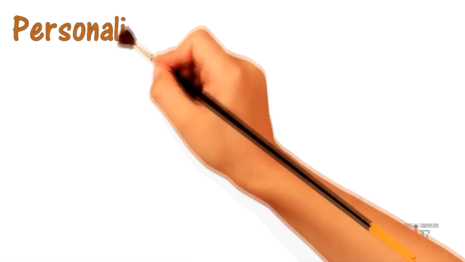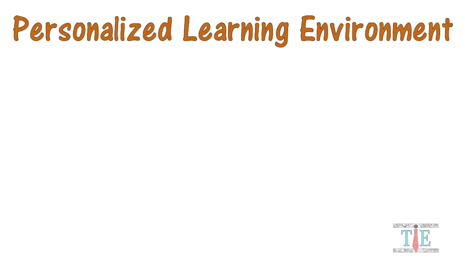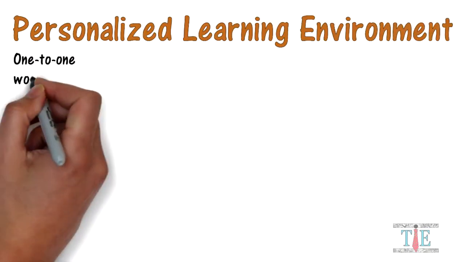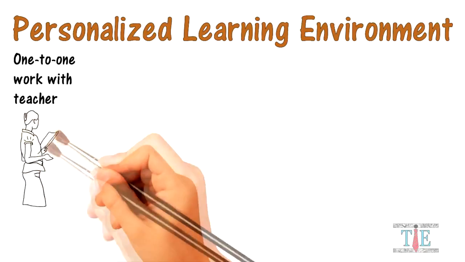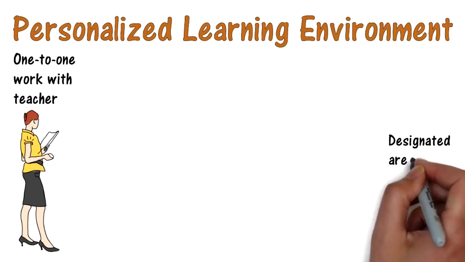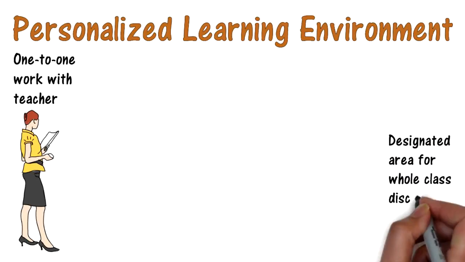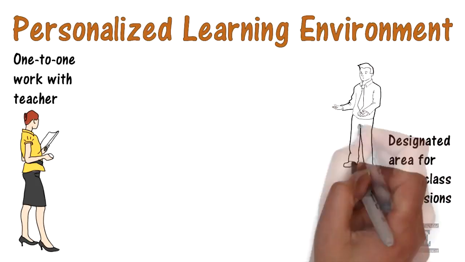And lastly, we move on to the personalized learning environment. In the environment, there must be a place where a student can work one-on-one and get individual time with their teacher. There should also be a designated area for whole class discussions. Here, teachers can make announcements and allow students to bounce ideas off of one another.